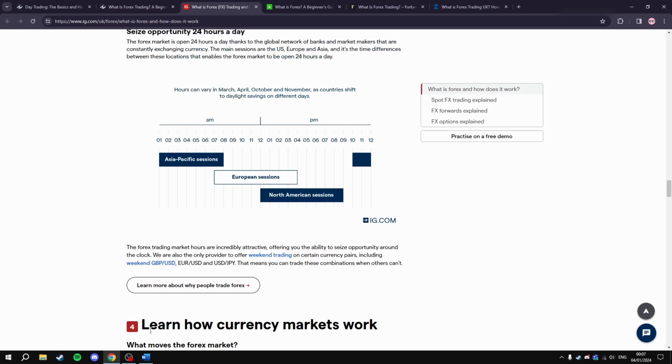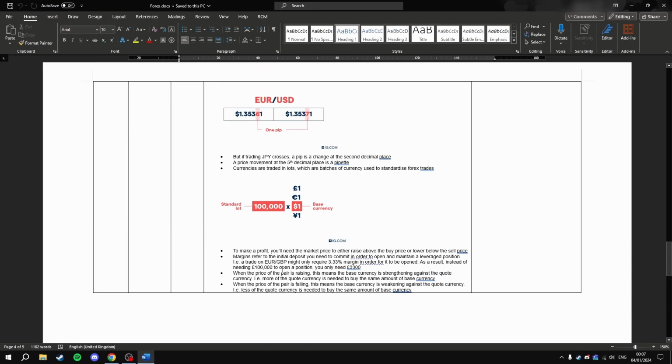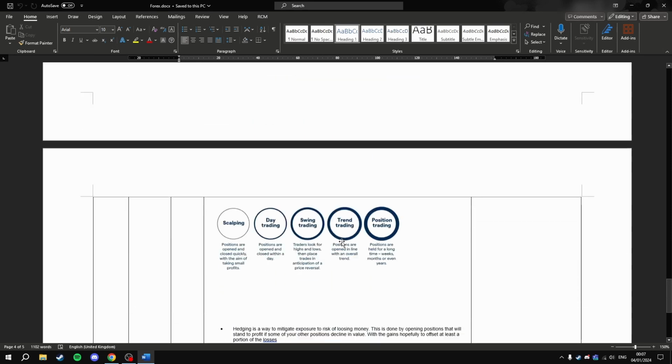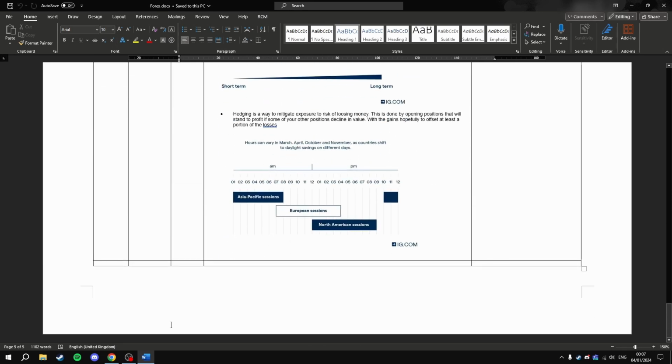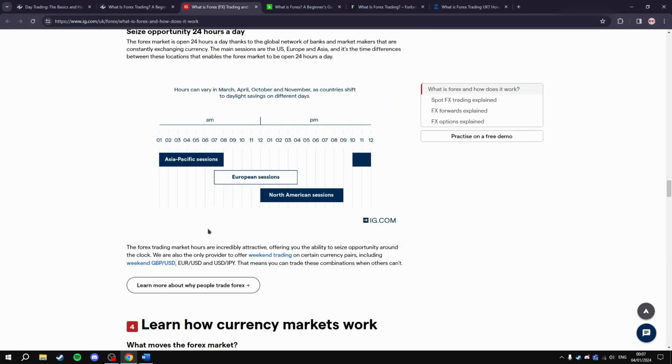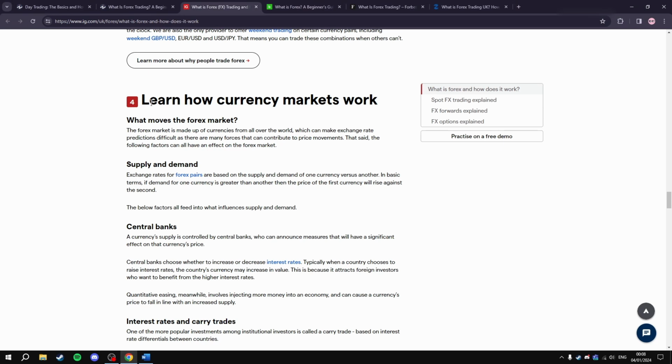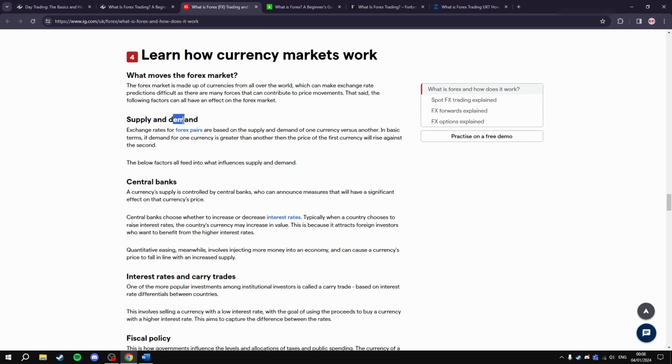So I think this is the bit where we got up to, the time bit, the European time zones and stuff. So we're on to this bit now. Learn how currency markets work. What moves the Forex market? The Forex market is made of currencies from all over the world, which can make exchange rate predictions difficult. That said, the following factors have an effect on supply and demand.